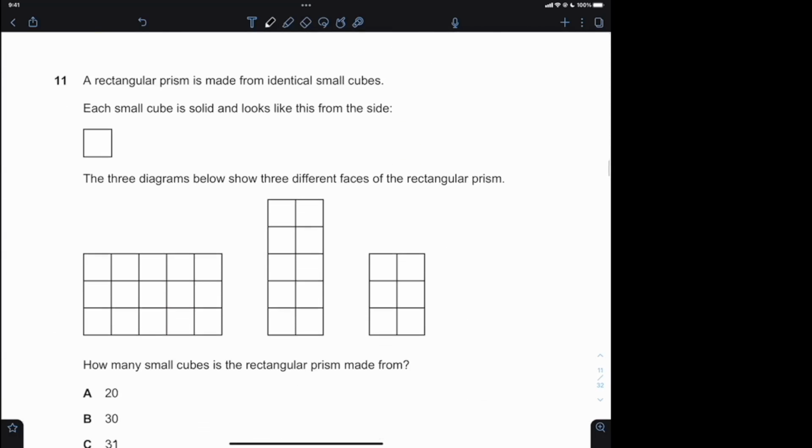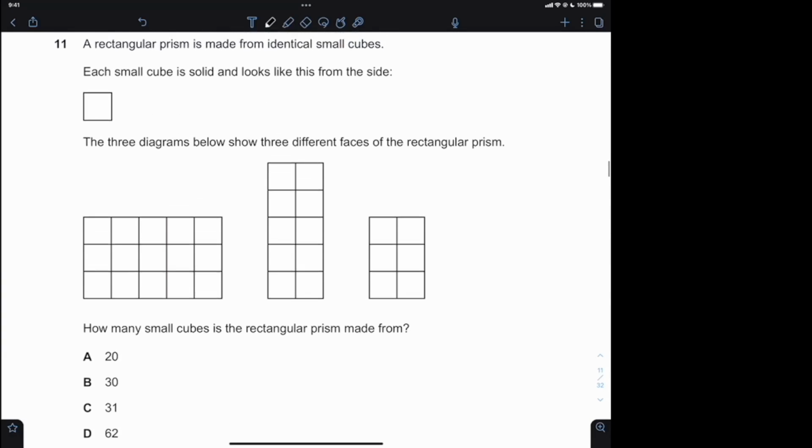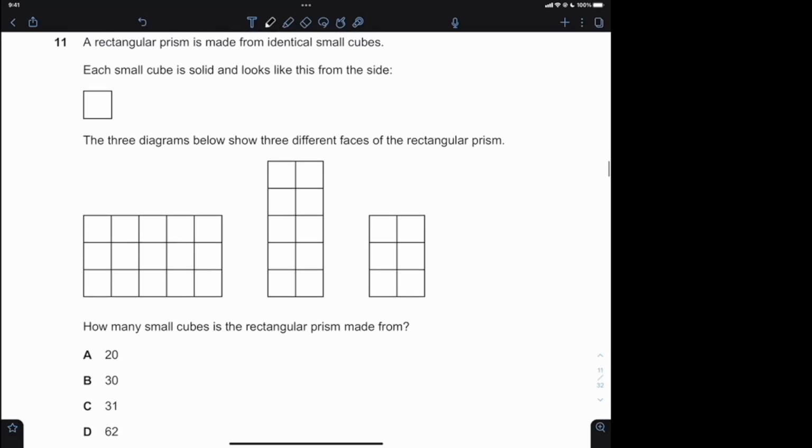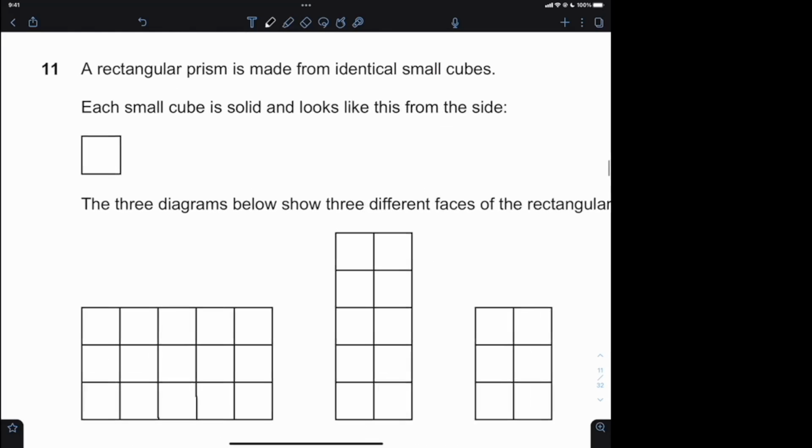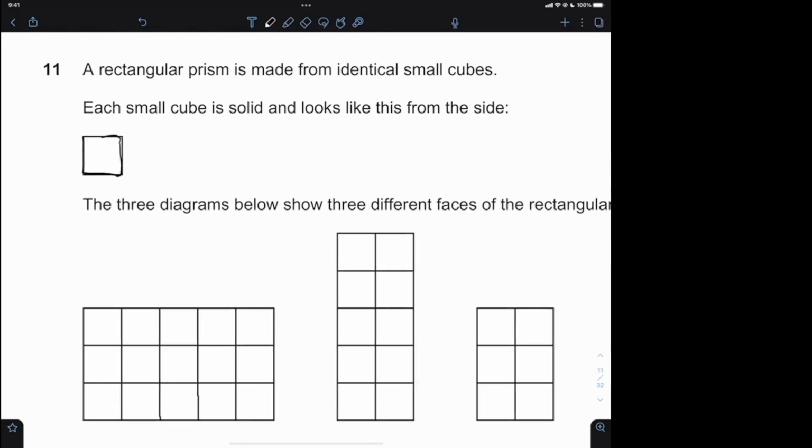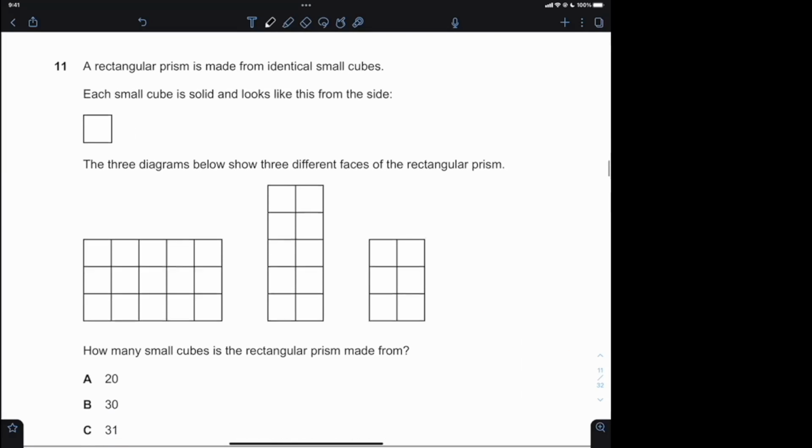Question 11. A rectangular prism is made from identical small cubes. Each small cube is solid and looks like this from the side. Okay. So you can see here that this is a single cube. Right? So one little square is a single cube from the side.